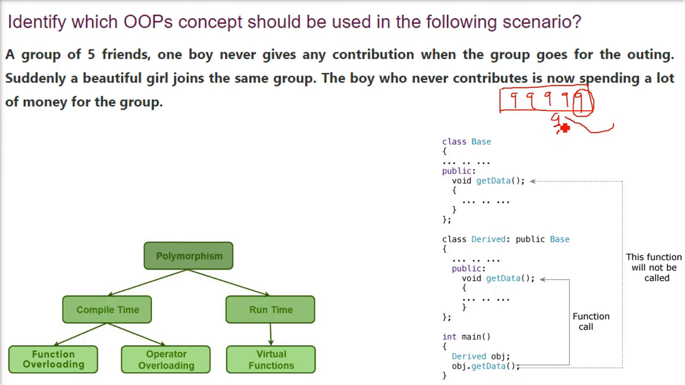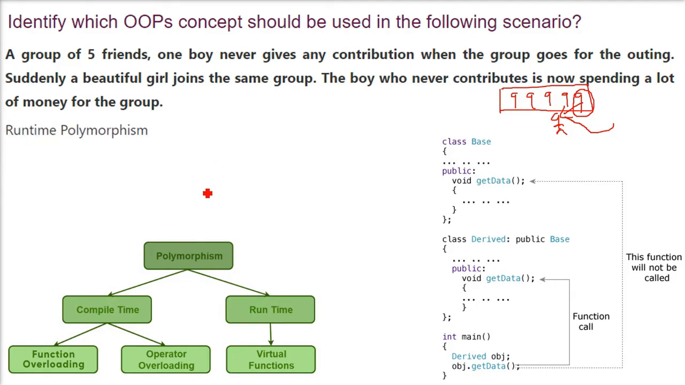Now very good looking, beautiful girls come into this group. Now the boy who was not contributing started contributing. He is now spending a lot of money in this group. So you have to identify which OOPS concept should be used in the following scenario. I have already given it in the pictures. The answer is runtime polymorphism.